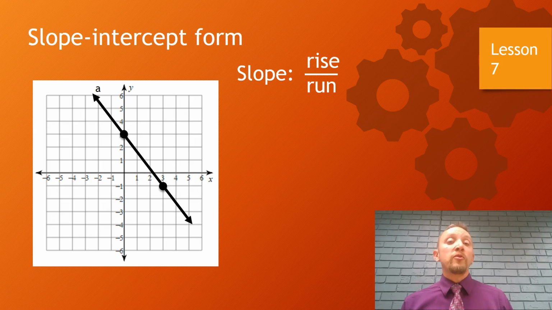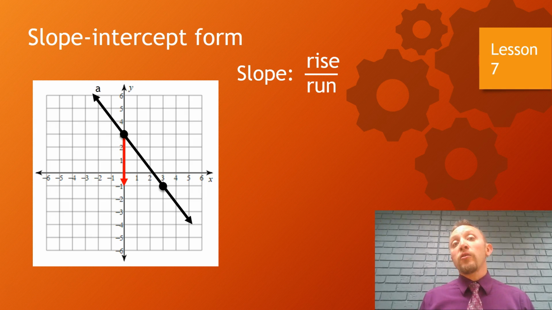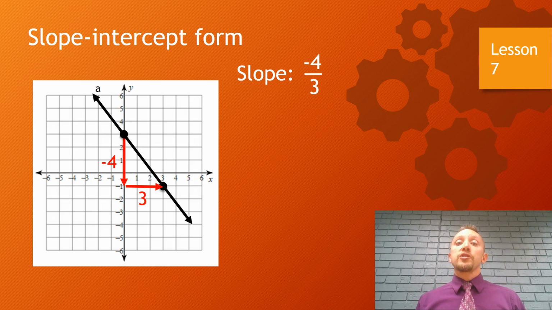So now to find the slope, remember it's going down from left to right, so it's going to be negative. And to get from that first point, we'd go down 4 units, and we'd go across 3 units. So the slope would be negative 4/3. And that can't be reduced, so we just leave it as negative 4/3.